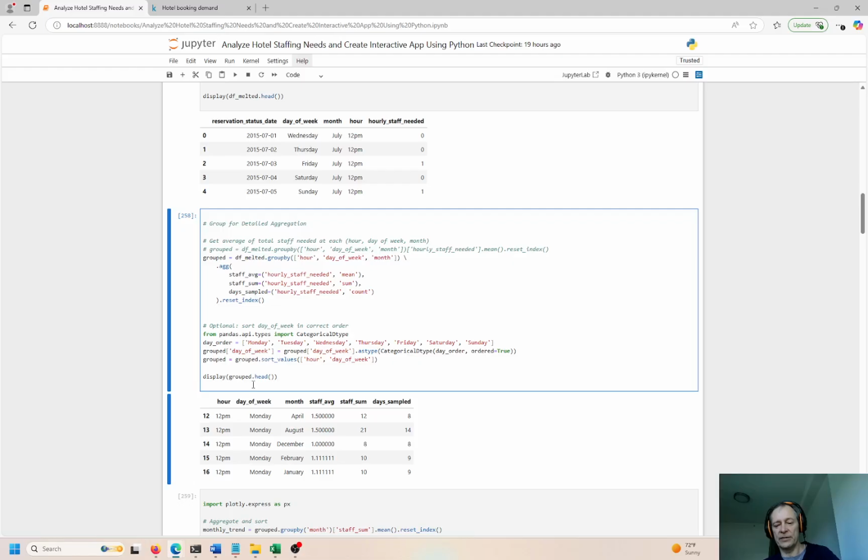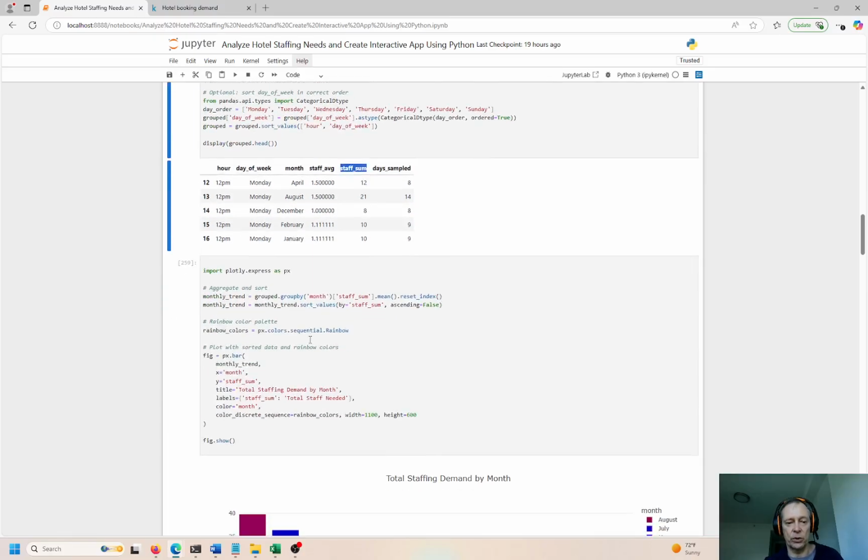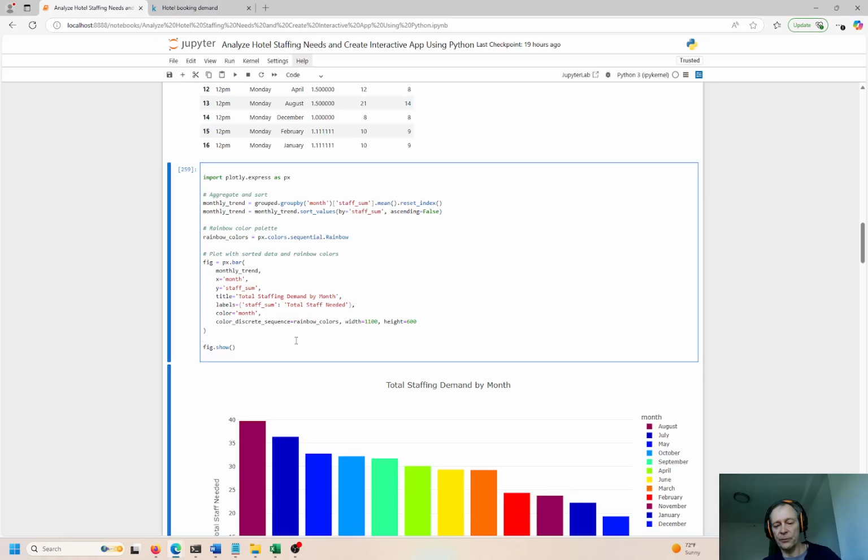So let me refresh this now. So we're preparing the analysis based on the hour, the day of the week, and then the month of the year, okay? And trying to determine the total staff needed, okay? And we're getting the staff sum over here and the day sample, and then the average staff. So the staff sum is the total count, the total summation of all the staff that we need. But the average staff can be rolling on, it can be off throughout the day. So the average is always going to be less than the total, right? Okay. Hopefully that makes sense.